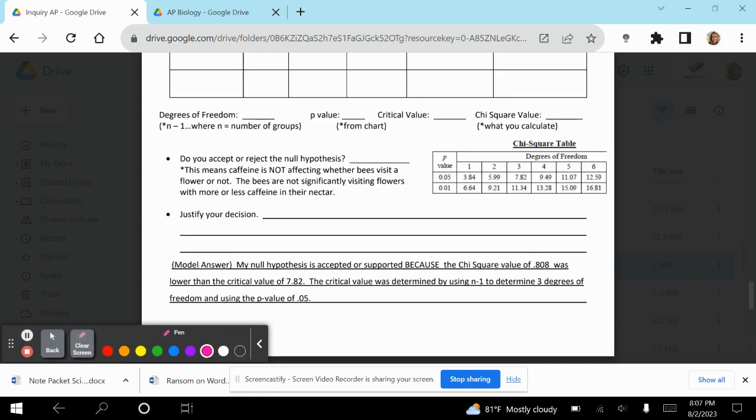To save time, I went ahead and wrote this model justification. This is what I would expect you to write if you have to justify that decision. So again, you can see that I mentioned that my chi-square value was lower than the critical value. And then I talked about how I figured that out from this table here. So I knew to do n minus 1 to determine there were 3 degrees of freedom. And then I knew to use that p-value of 0.05. So we're going to be 95% confident that we should accept the null hypothesis. Caffeine is not affecting the movement or the number of visits a bee makes to each flower.